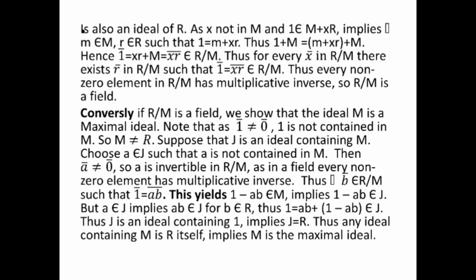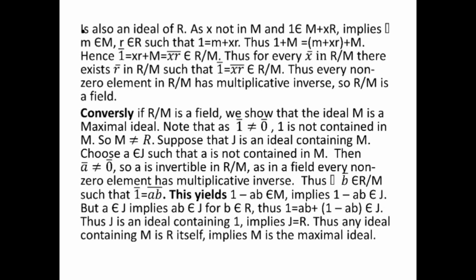As x is not in M, 1 is contained in M plus xR, because M is the maximal ideal and M plus xR is an ideal containing M. As M is a maximal ideal, it implies that M plus xR is equal to R.